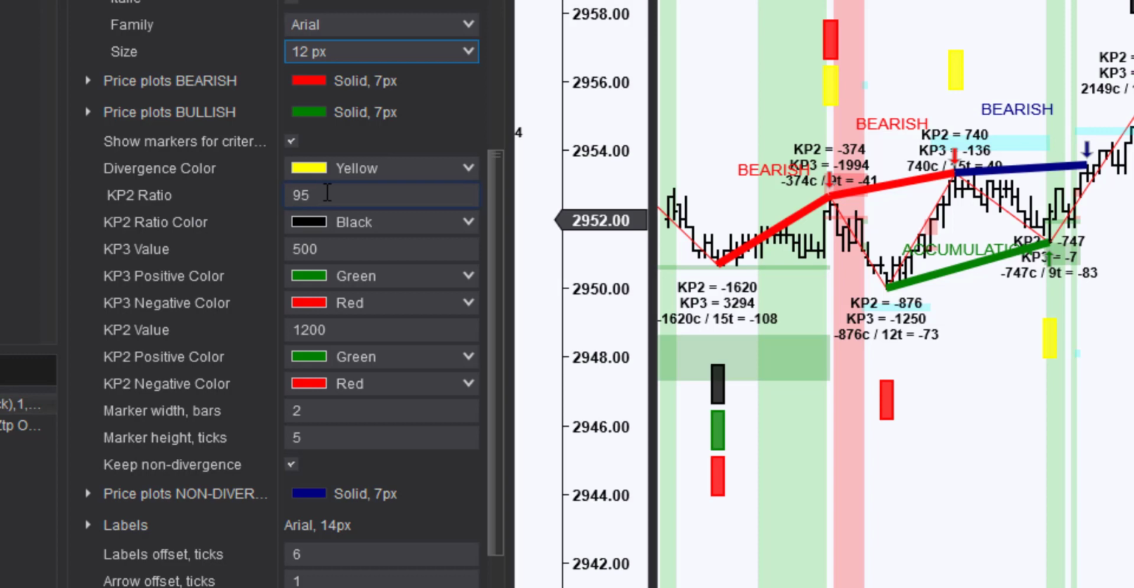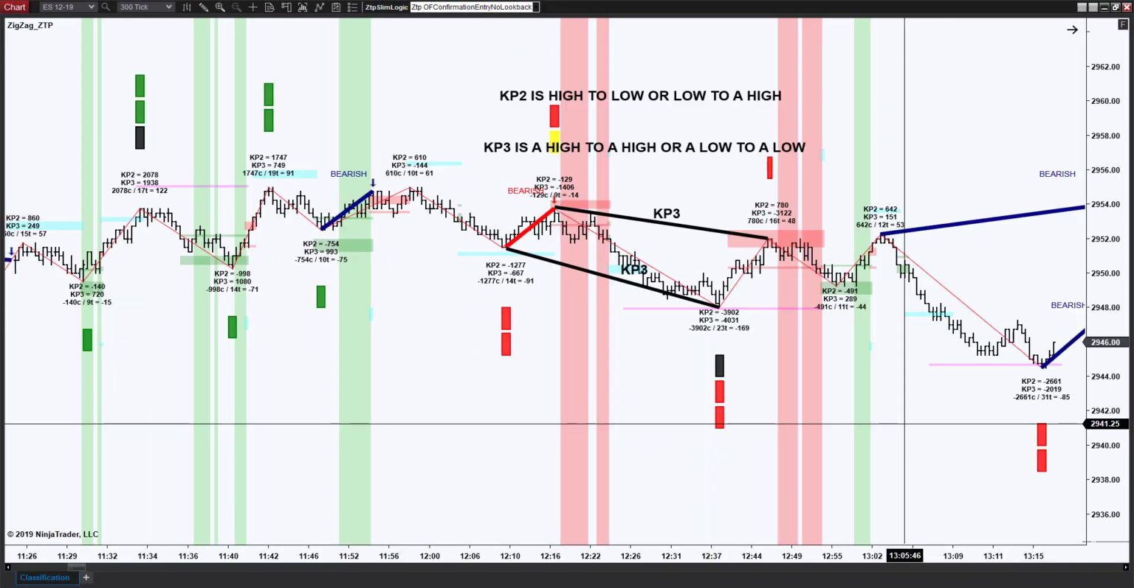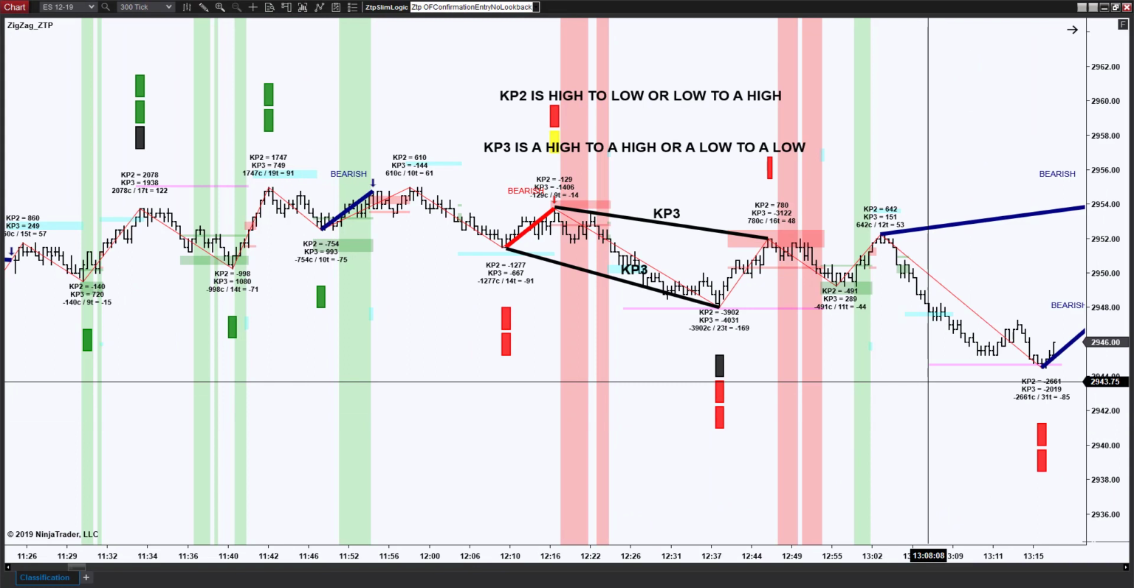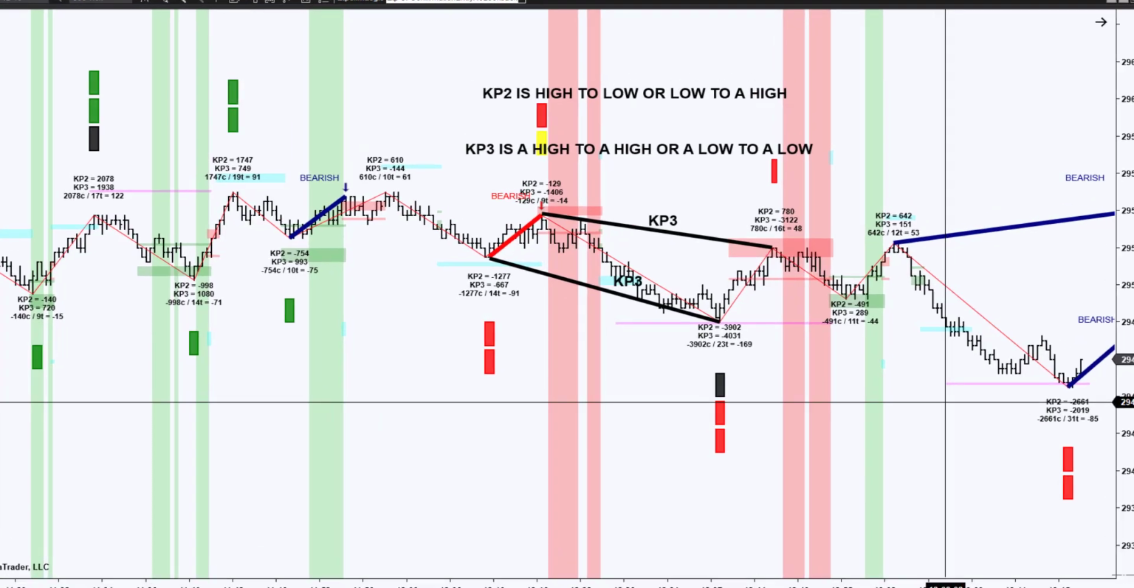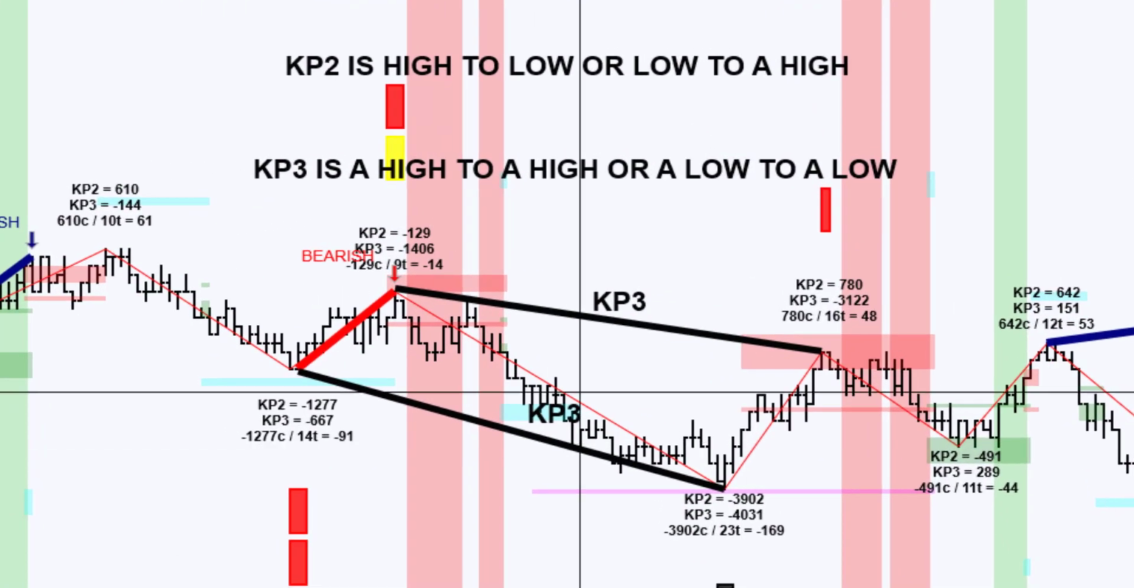Now, I've gone ahead and set the KP2 ratio at 95. I've set the KP3 value at 500 and the KP2 value at 1200. So let's take a quick look at what that means. Basically, the KP2 is a high to a low or a low to a high, and the KP3 is a high to a high or a low to a low.